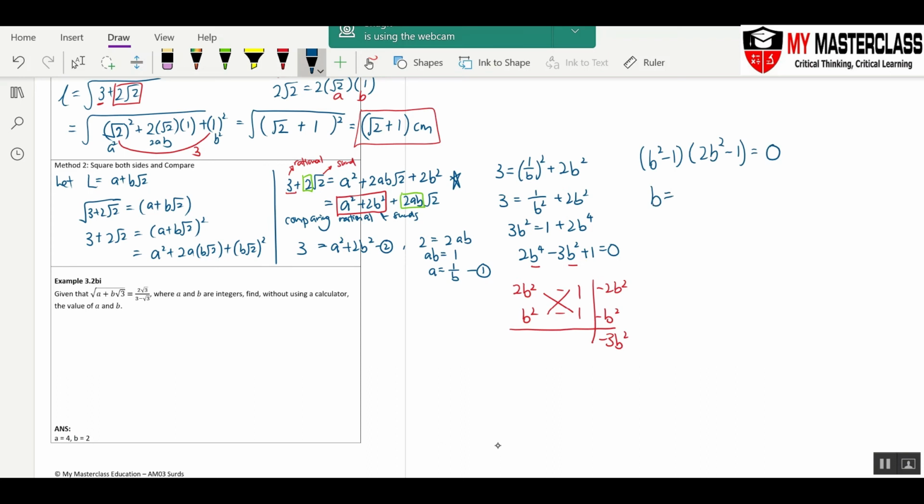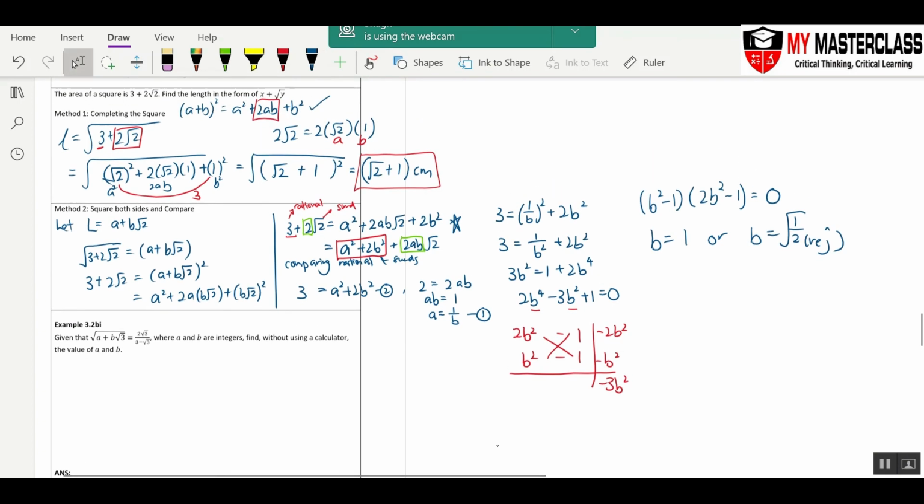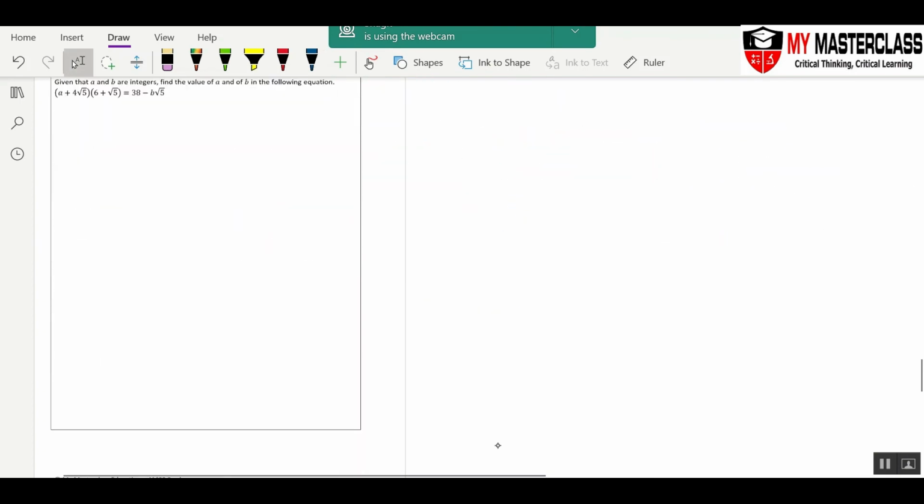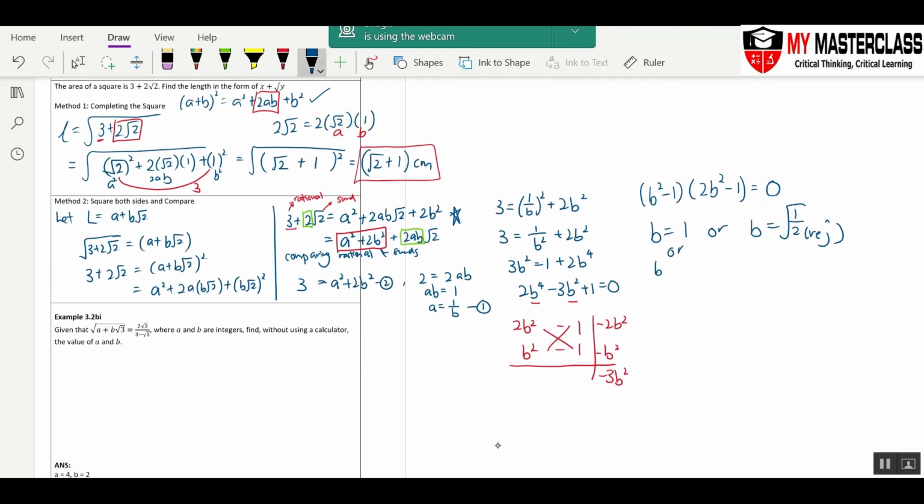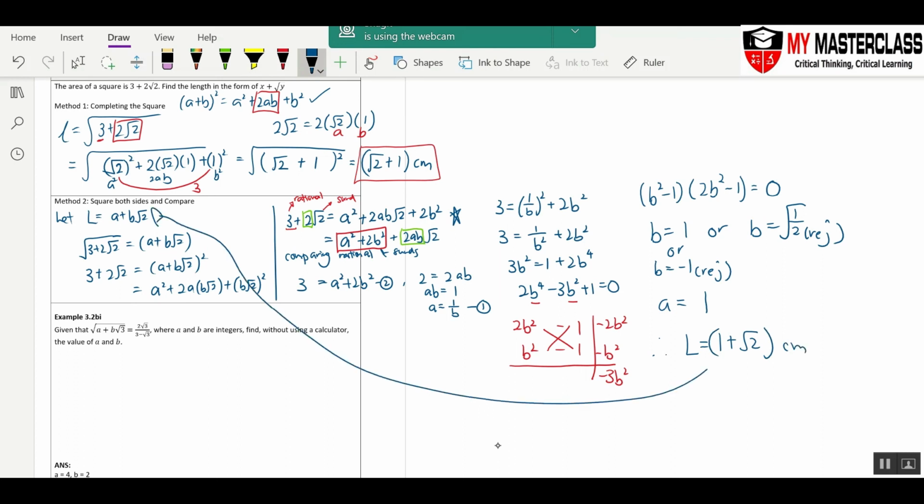B squared equals 1, or b squared equals 1 over 2, and then we square root, which is rejected because we want to have rational answers. Okay, or b can be negative 1 as well, but in this case we also reject this because the length cannot be negative. Alright, and then which means that a is equal to 1. So therefore the length is equal to 1 plus root 2 cm. Where do I put it back? I put it back to here.